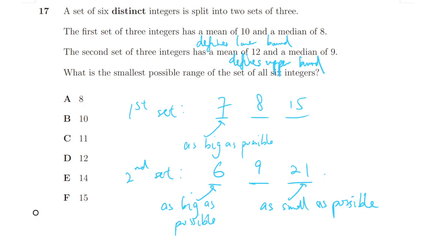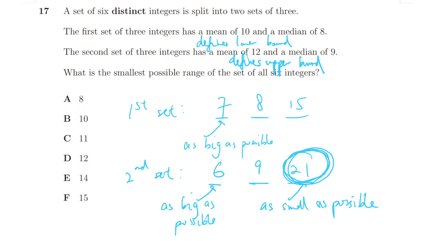I'm definitely using the 6 and 7, because both sets need them. So is there any way that I could lower this 21? As I said, if you want the 21 to be smaller, the 6 has to be bigger. So then I need to borrow some numbers from the first set. I can't borrow the 8, definitely, because the 8 is the median of the first set, so the 8 has to be in the first set.